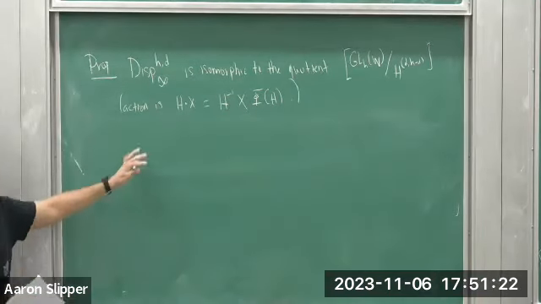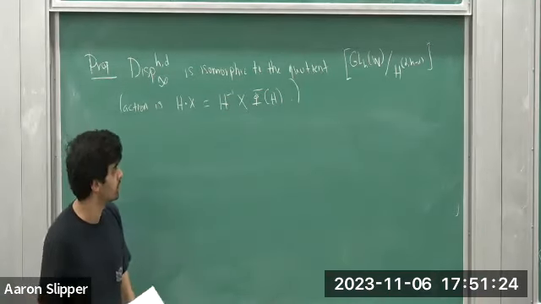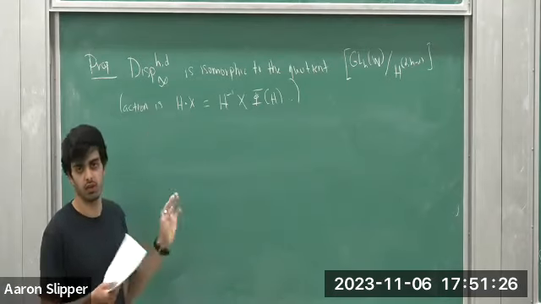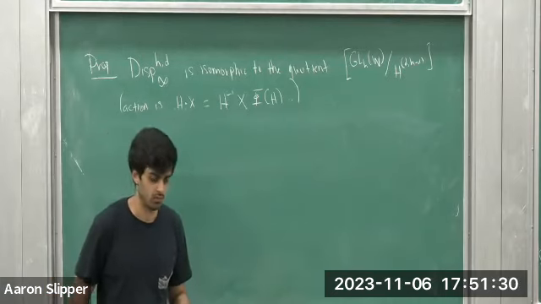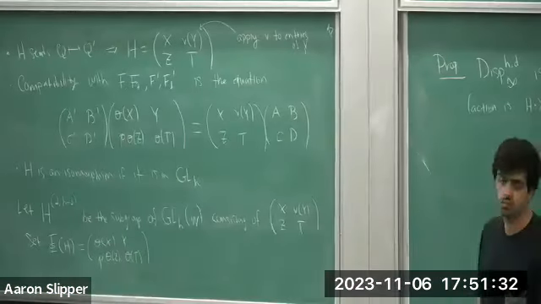So this gives us an explicit quotient stack description of displays of height h and dimension d. Any questions?